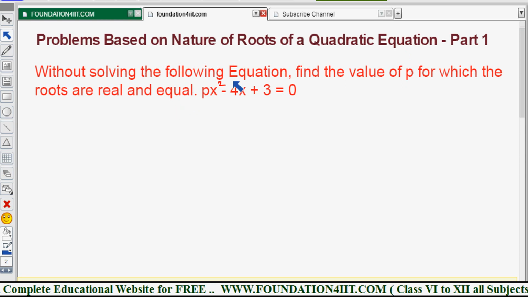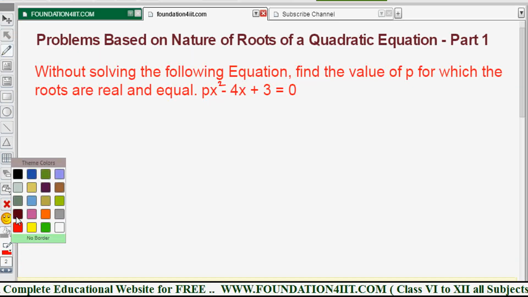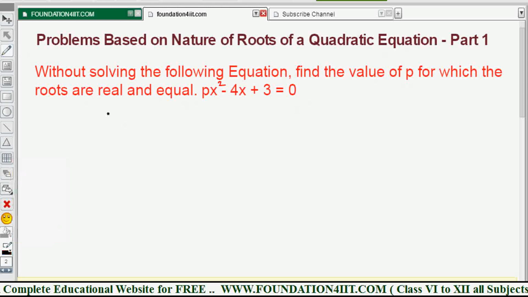Without solving the equation, so without solving using the formula, we need to find the value of p. The condition is roots are real and equal. So according to the method, when the roots are real and equal, the discriminant is equal to 0. We should know those properties as we discussed previously. So here is the given equation: px square minus 4x plus 3 is equal to 0.